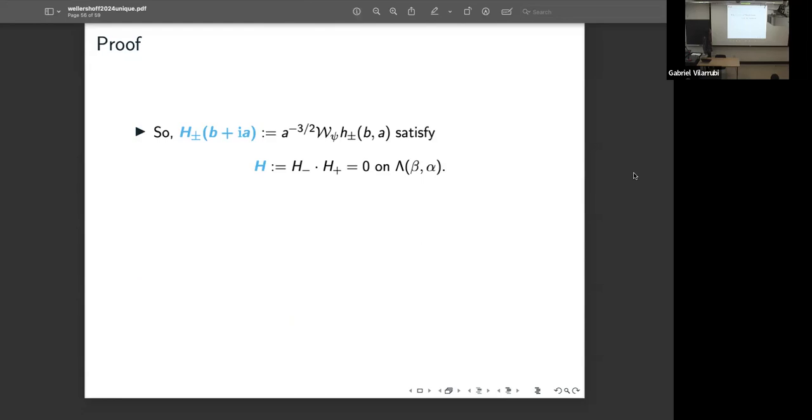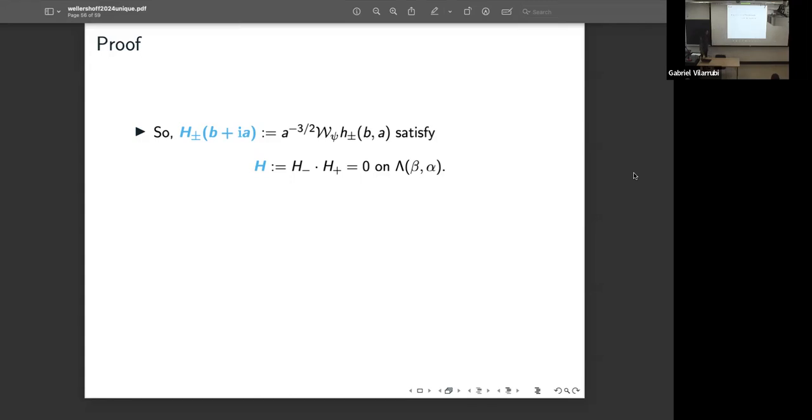So what we're going to do here is we're going to introduce these holomorphic functions on the upper half plane like we learned before. So we're not taking the Cauchy wavelet transform, but we're actually taking this a to the minus 3 half of the Cauchy wavelet transform such that we get something that is holomorphic. Okay, and then what we're doing is we're taking the multiplication of H minus with H plus, because that will be 0 on all of lambda, right? Because one is 0 on S and the other one is 0 on the complement, so the product is 0 everywhere. We call this H.